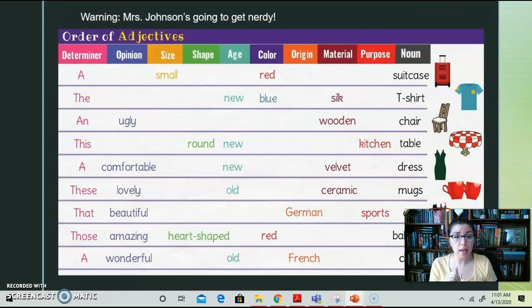So you're always going to say a small red suitcase. You're not going to say a red small suitcase because people will hear that and they'll say, wait, what? That's not how it works. For adjectives, you always use this order. So anyway, I think it's cool.